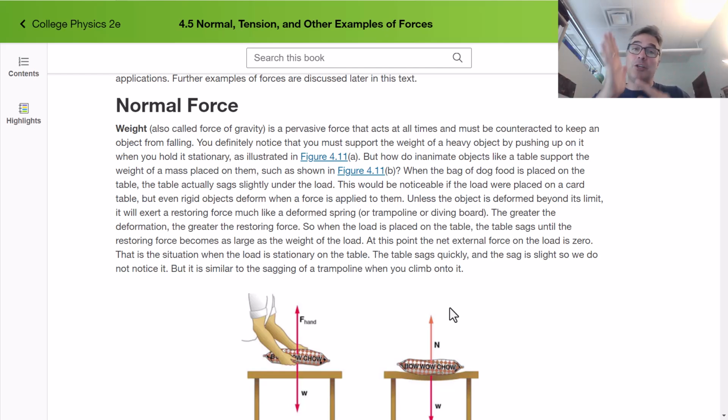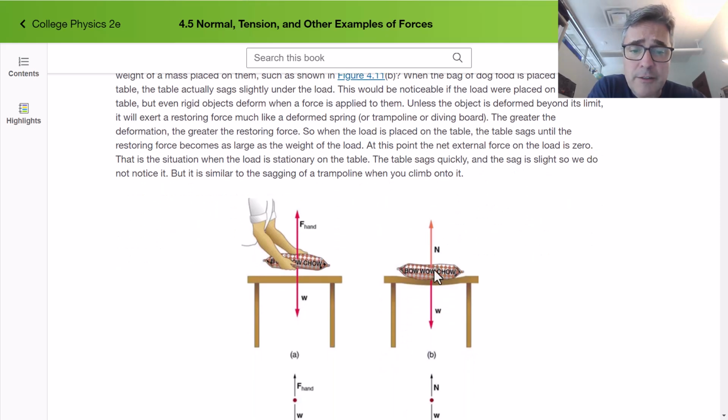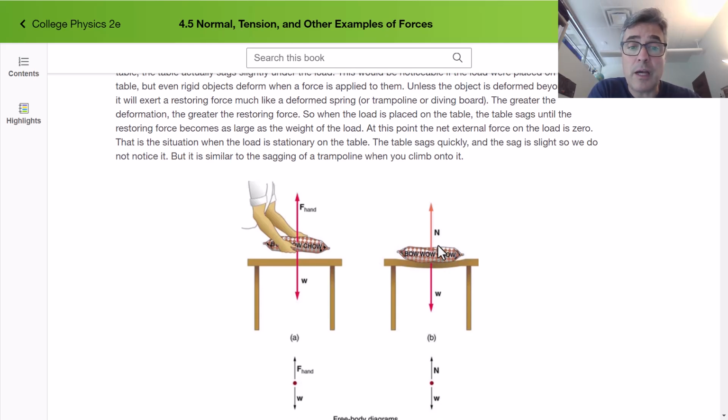So you can have two lines that are perpendicular, but for a line that's perpendicular to a plane, we call it normal. So that's what the word normal means here. You've got a plane, and it's a force that acts perpendicular to that plane. For example, this is what supports a Bow Wow Chow bag if you put it on the table. The weight pulls it down, but it doesn't accelerate down because the table pushes upwards with a normal force.